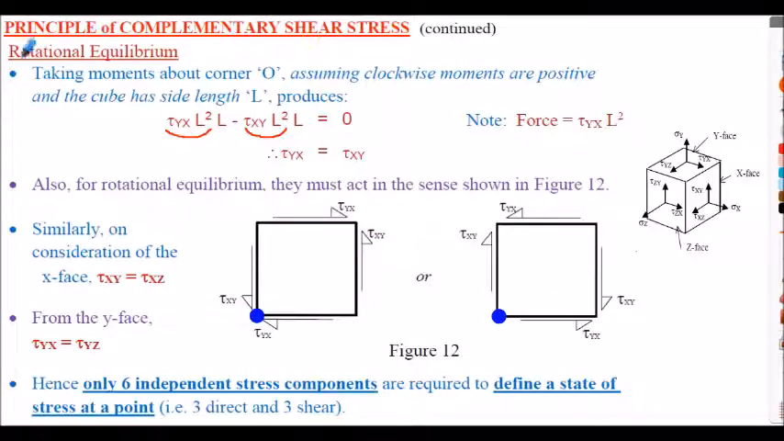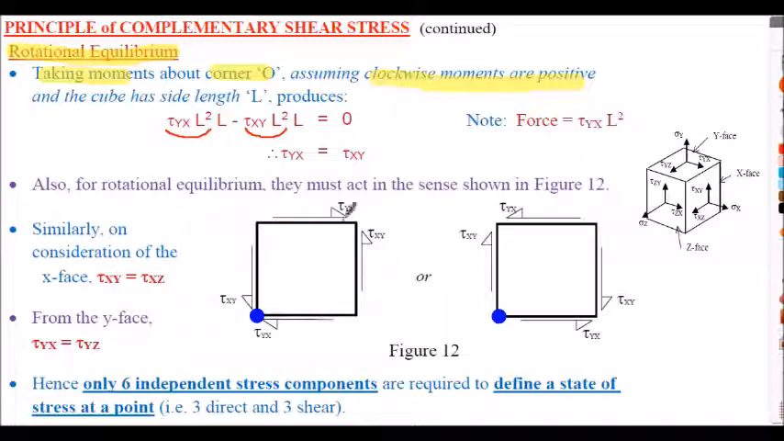Let's consider the rotational equilibrium, slightly more complicated here. Again, we're still considering this complementary shear stress principle. What we're going to do here is take moments about the corner, point O. I've highlighted it with the blue dot down below. And we're going to assume clockwise moments are positive for this analysis. Now we're talking about a cube here. It's a very, very small elemental cube, and the lengths of each of the sides of the cube, the lengths across here, the lengths here, they're all lengths of L I'm using. Okay, so what I'm going to do is take the moments about the bottom left-hand point here, point O.